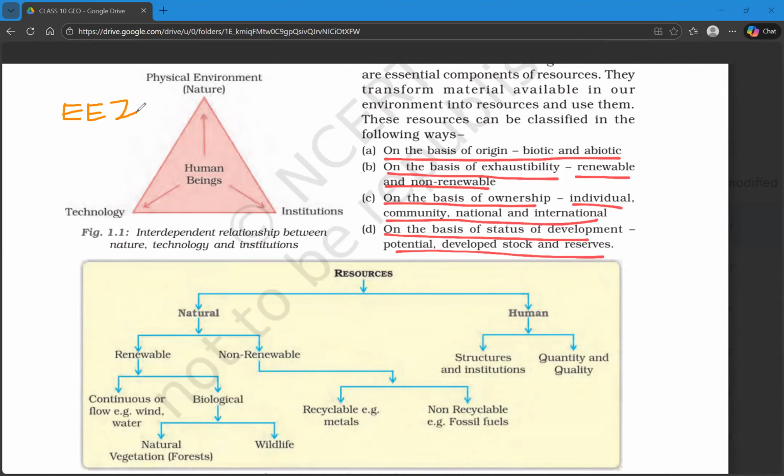So international resources means beyond the exclusive economic zone. It is like an open ocean, and no individual can utilize this without concurrence or without agreement of international institutions. So this is about international communities.